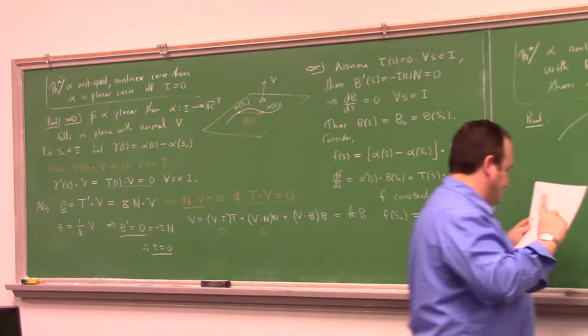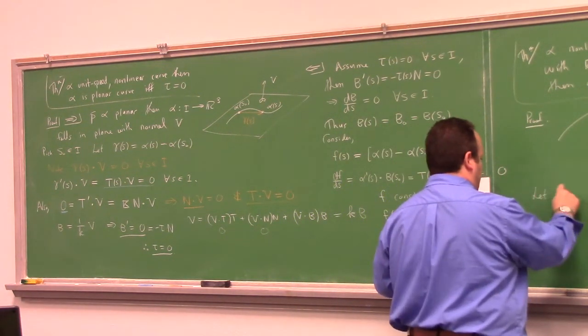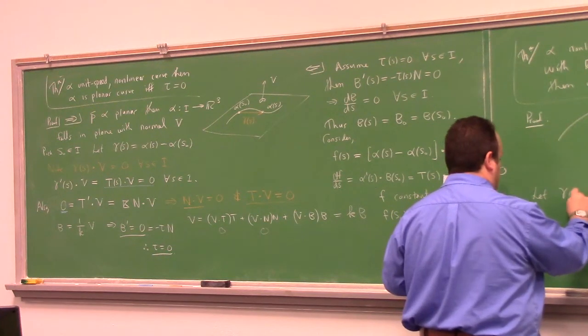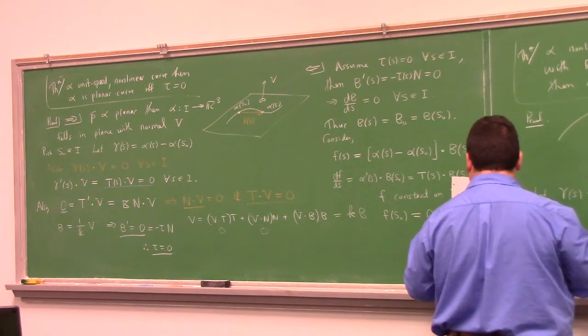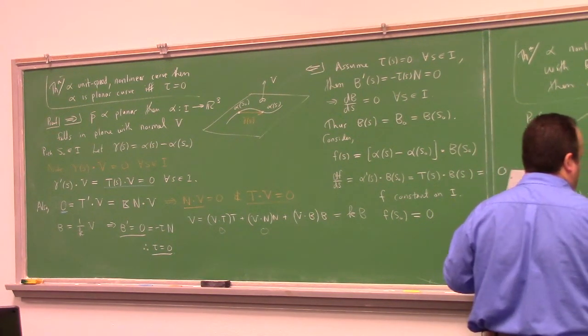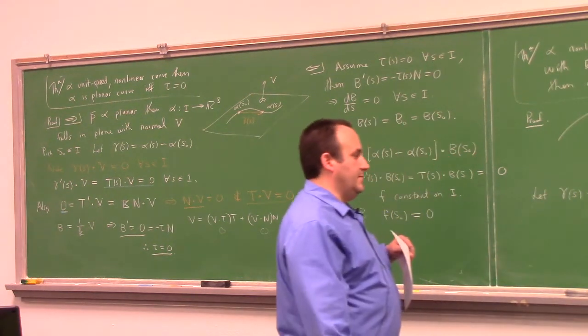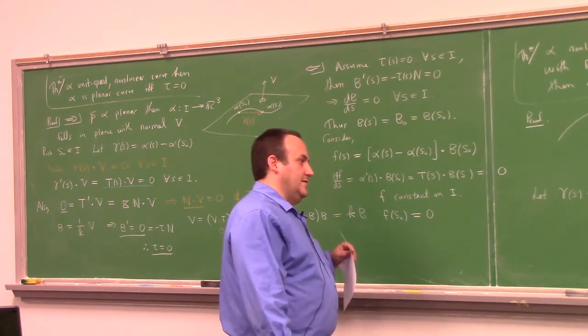All right, so with this in mind, we let gamma of s equal to alpha of s plus r times n of s, right? The reason we do that is that should do what?